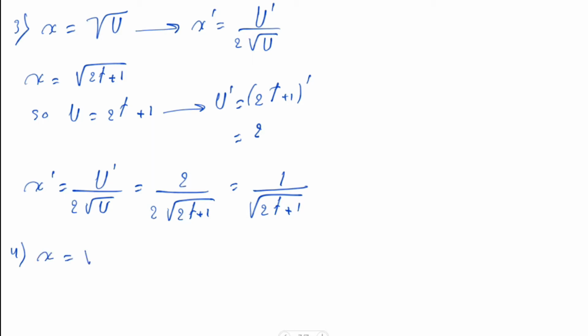Rule number 4. x equals radical t, which is equal to t power half. Then x prime is half t power half minus 1, equal to half t power minus half, which is equal to half times 1 over radical t.